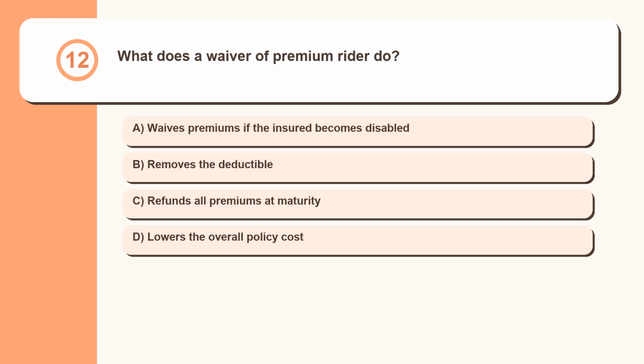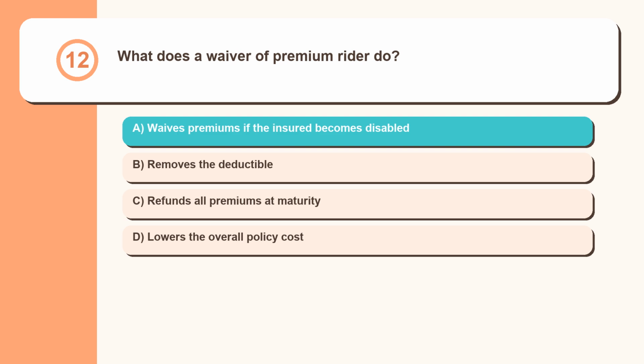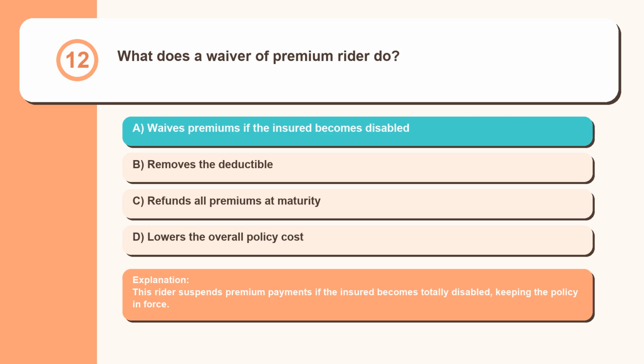Question 12. What does a waiver of premium rider do? Waives premiums if the insured becomes disabled, removes the deductible, refunds all premiums at maturity, lowers the overall policy cost. This rider suspends premium payments if the insured becomes totally disabled, keeping the policy in force.